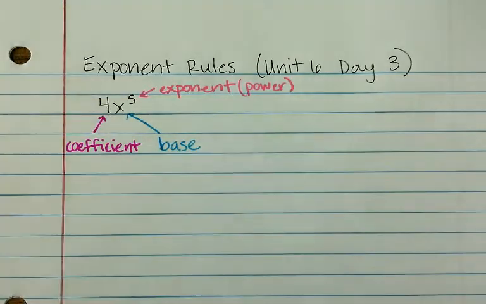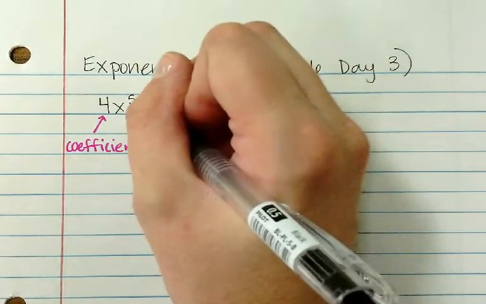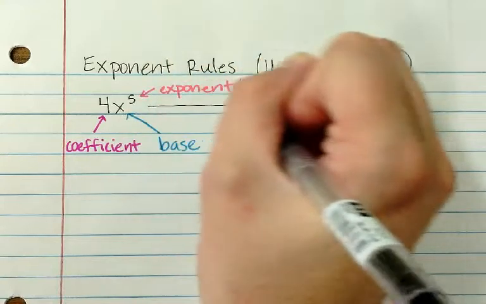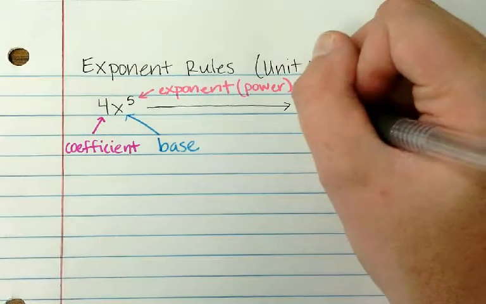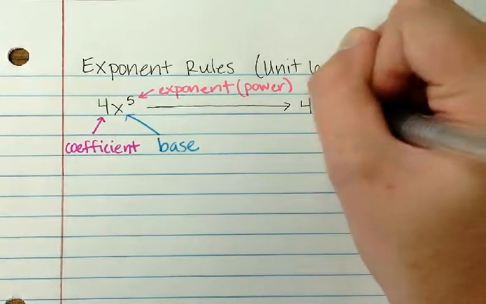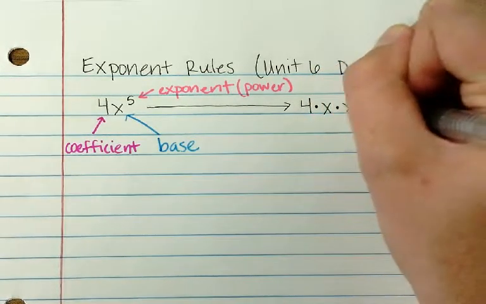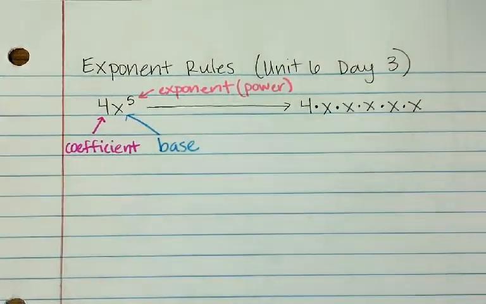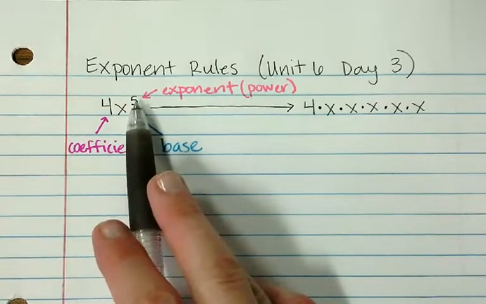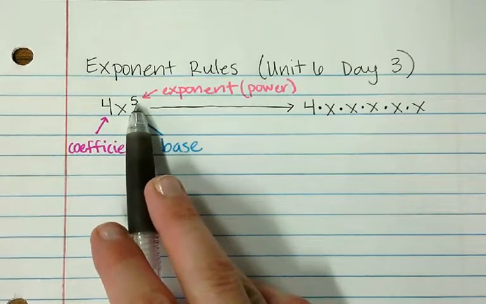So what I want to do is I want us to look at what it looks like to expand this little example right here. So if we were going to expand 4x to the 5th, if I wanted to write it in expanded form, we would write this as 4 times x times x times x times x. Are you guys comfortable with that? Why did I write x 5 times? Because it's x to the 5th. Are you guys comfortable with that?